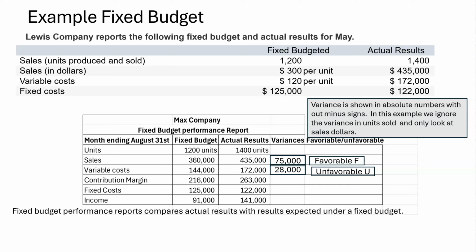Now again, just so you know on these charts, I don't know why they do it this way, but whenever you see variances, they're absolute numbers, which means there are no minus signs. You just have to remember that in the example of variable costs, if the actual is higher than what you budgeted, that's going to be unfavorable.